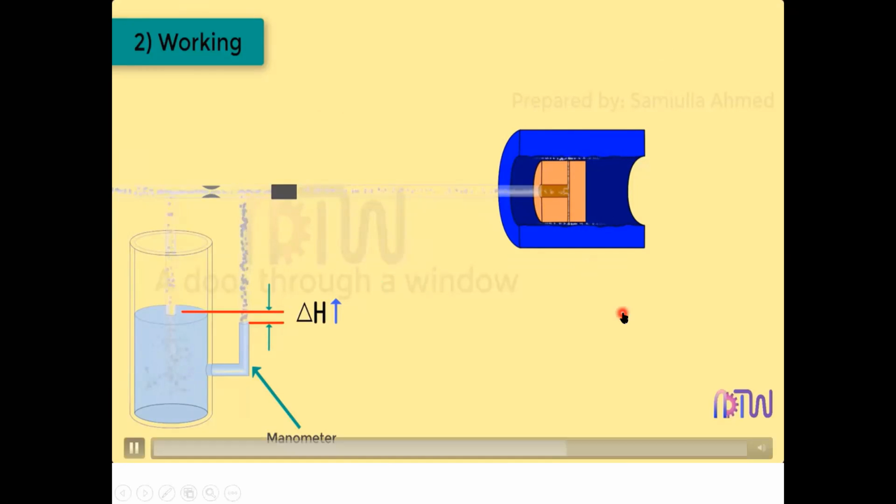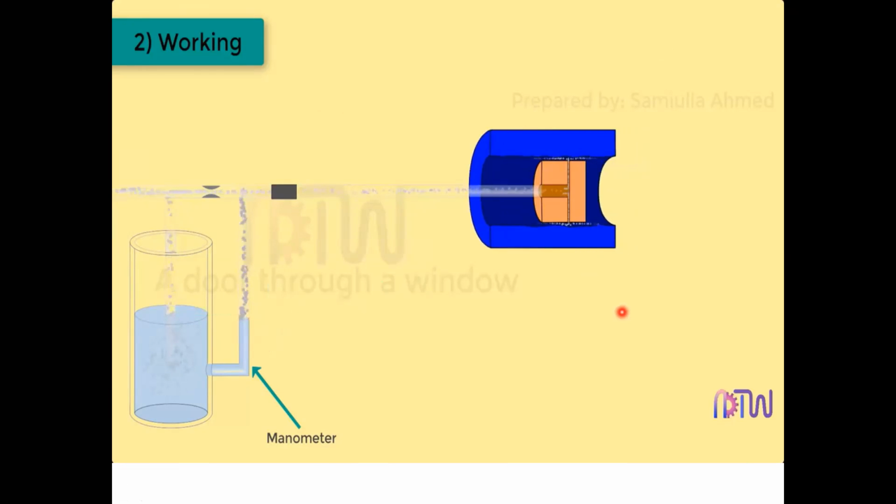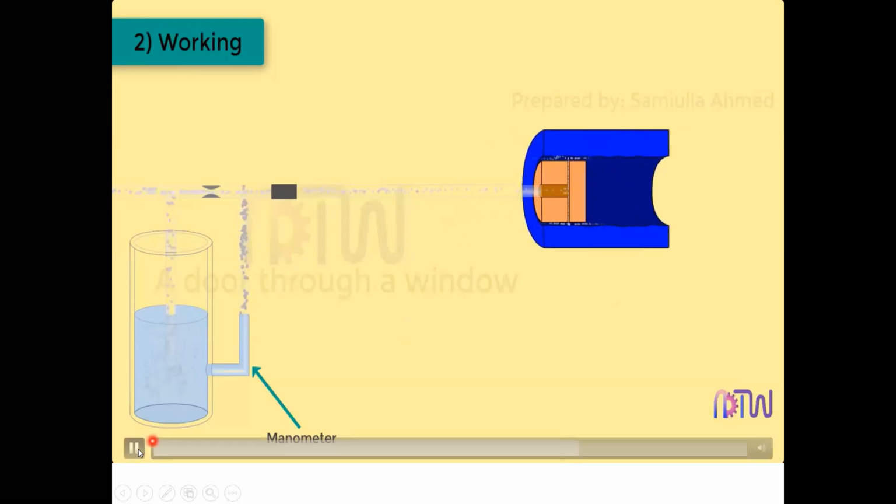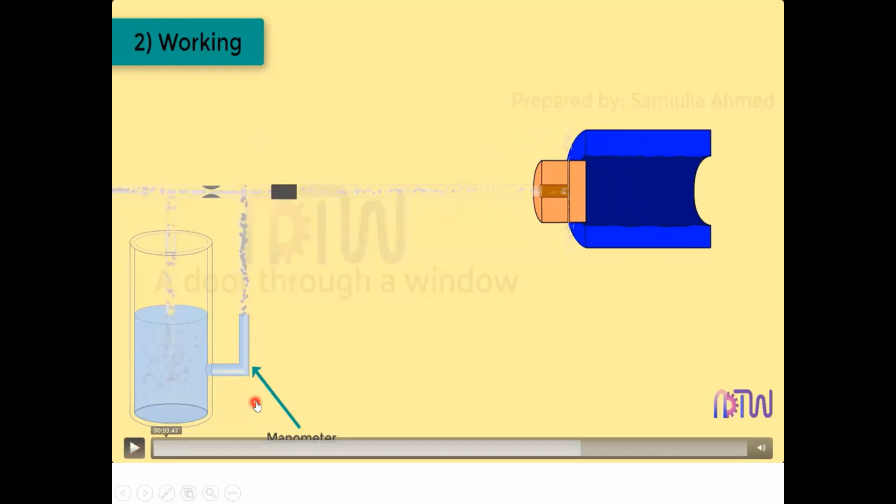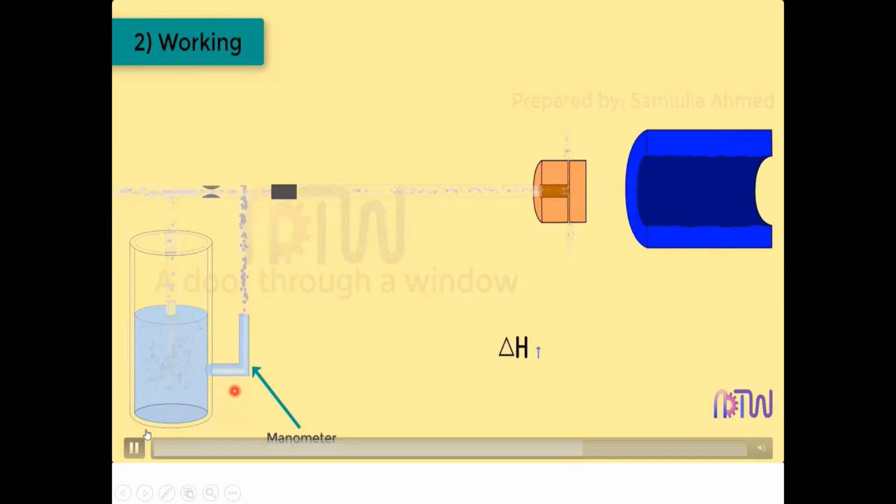After the gauge head is placed in different positions inside the cylinder, delta H is noted for different points, so that roughness throughout the cylinder can be measured. In this pneumatic comparator, only delta H is measured, the difference in water head in the manometer. Based on the delta H value, we judge whether the component is good or bad.